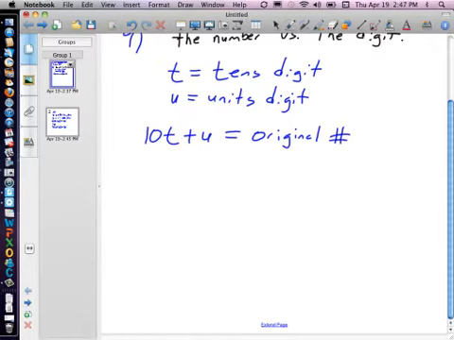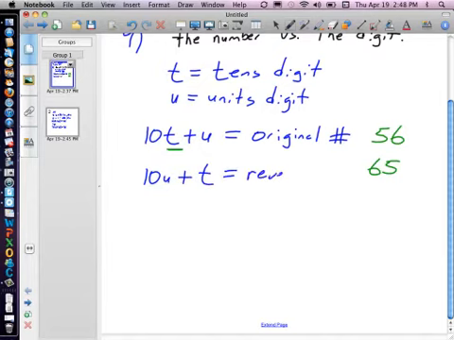For instance, this isn't what the number is going to be like, but what if I said 56 is the original number? Then it would be 10 times 5 plus 6 would be the original number. Now in this problem they're asking about the numbers being reversed. Okay, so in that case we'd want it to look like 65. So when you reverse the numbers, you're actually multiplying the units digit times 10 and then adding the tens. So this is the reversed number.